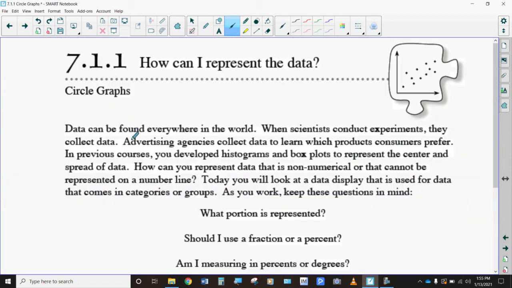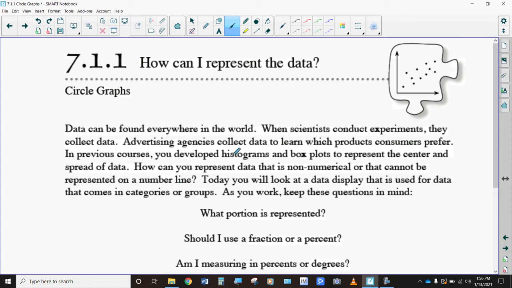All right, so let's read through. Data can be found everywhere in the world. When scientists conduct experiments, they collect data. Advertising agencies collect data to learn which products consumers prefer. In previous courses, you developed histograms and box plots to represent the center and spread of the data.